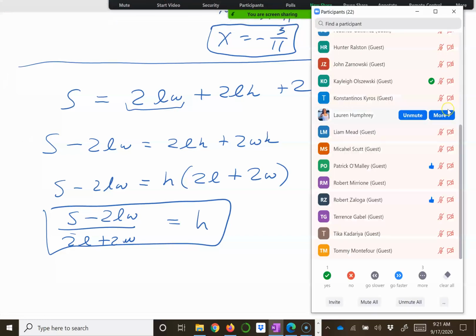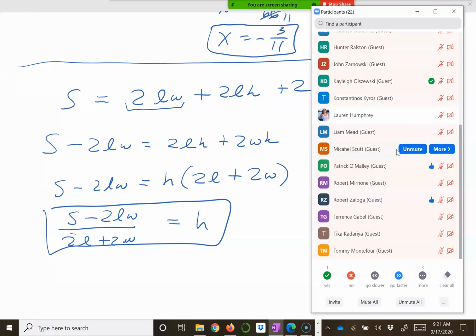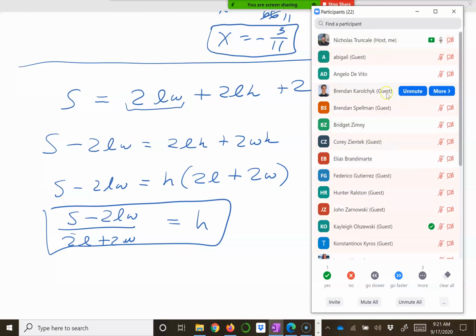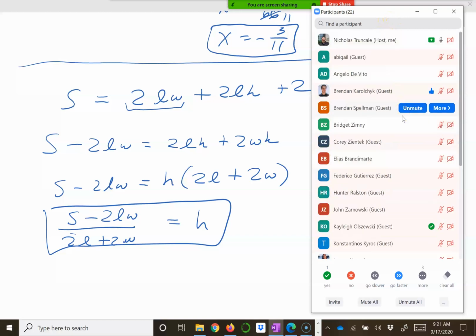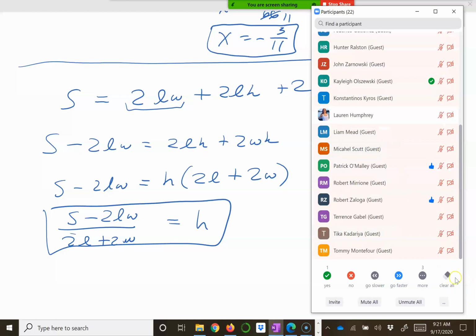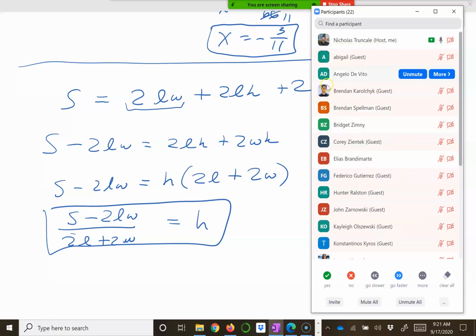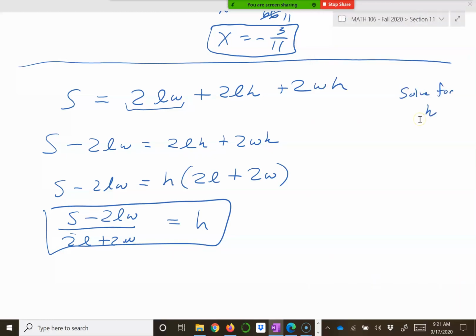But that actually wraps up section 1.1. So are there any questions about anything I've done so far? If you want to put your hand up, or everything's good. I did see some thumbs up. No problem. All right, so just quickly review this section.